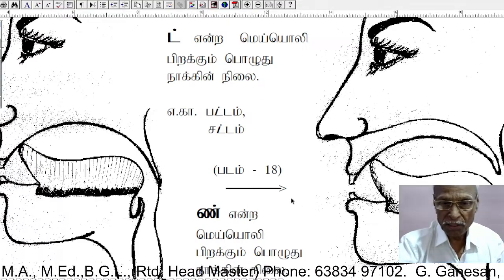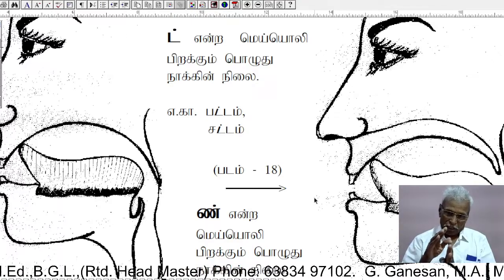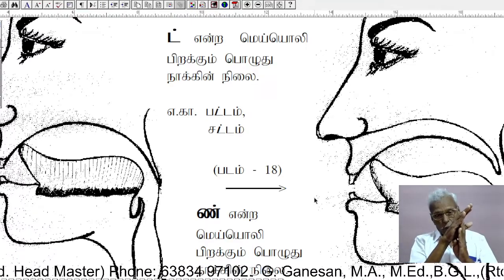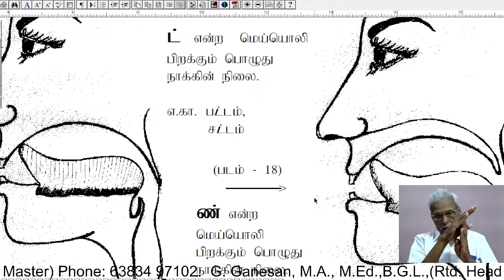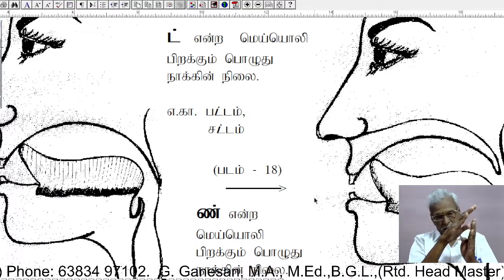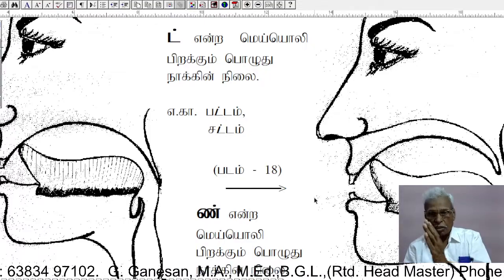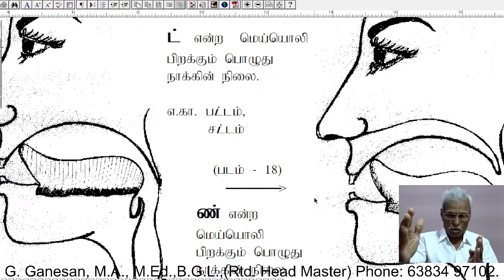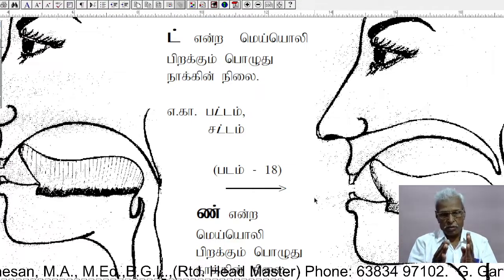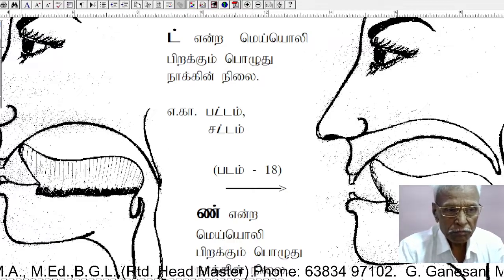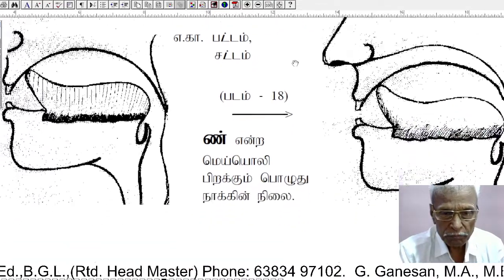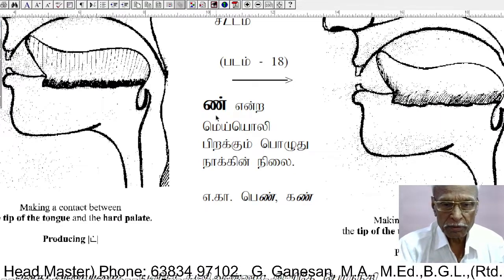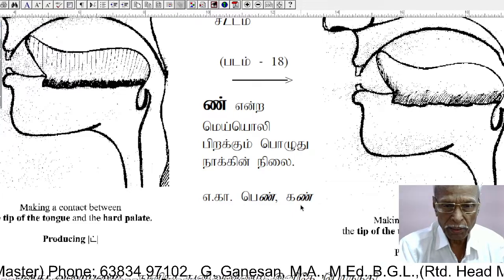Right. Let us define it correctly. When the tip of the tongue rises towards the hard palate and makes a tight contact and sends out the air through the nasal passage, that is through the nose, the sound in is produced. Example: pen, can.